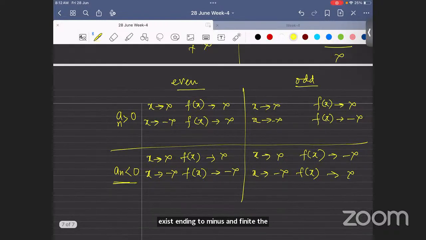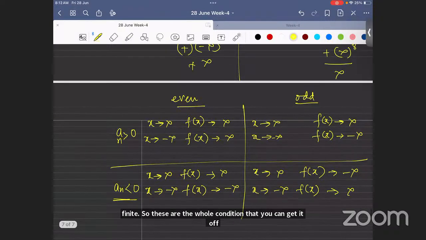If you want to take it as a screenshot, you can take it. But even if you're not taking it, you just have to use the basic knowledge that you are gaining, and you'll be able to tell about the starting and the end behavior.